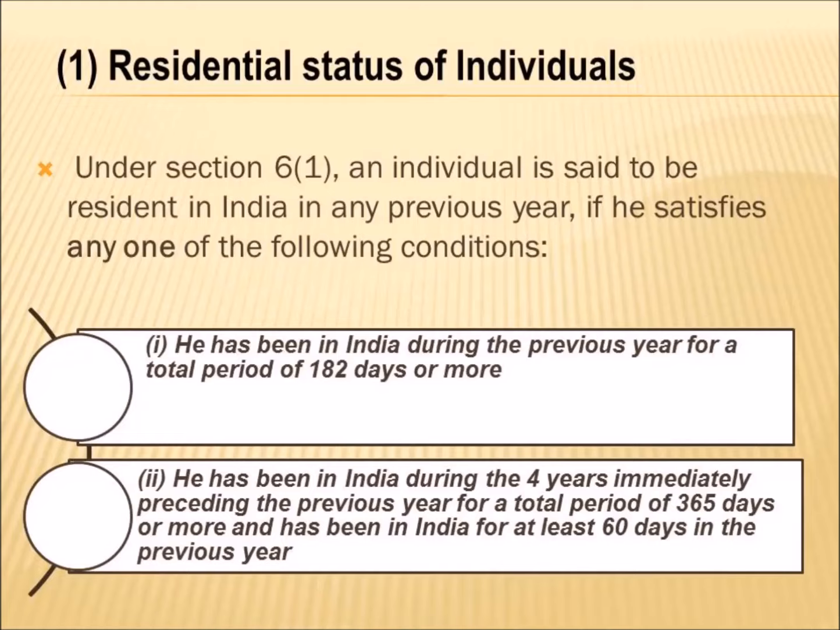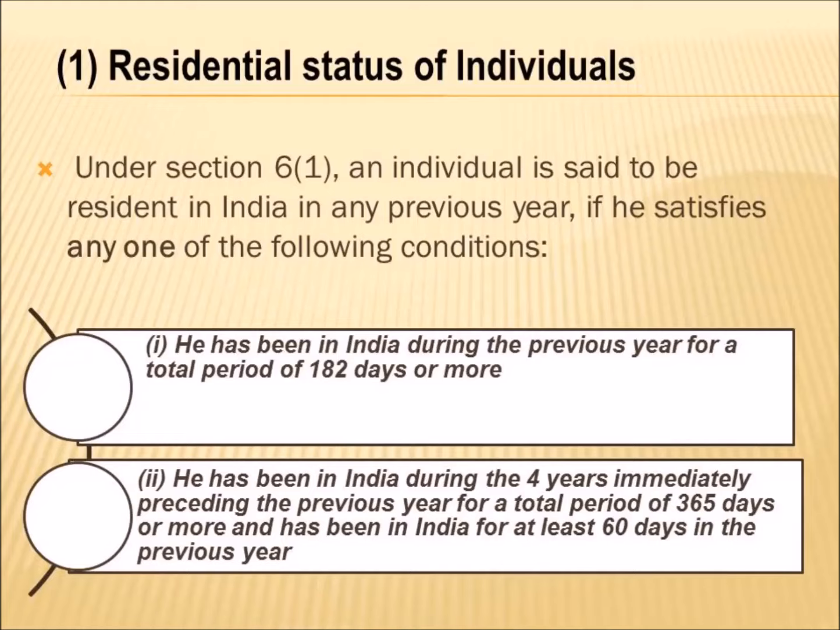So it is an OR condition, either one or two. If he satisfies any of the two conditions, then he would be a resident in India according to the IT Act. And if he satisfies both the conditions, then well and good. If he is satisfying even one condition, then also he is a resident. But if he is not satisfying any of the two conditions, then he would be categorized as non-resident. So let us see what are the two conditions given.